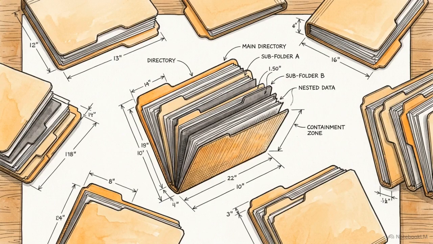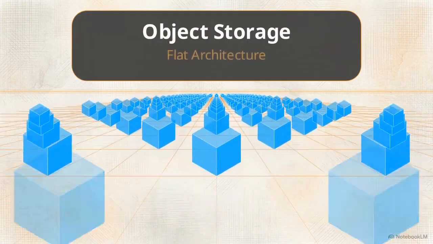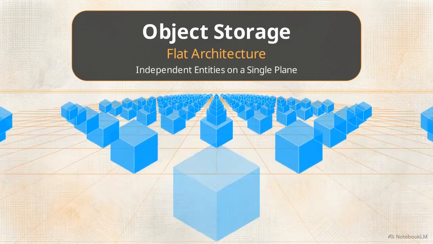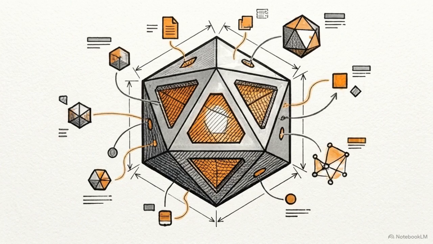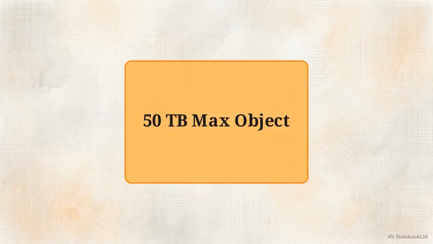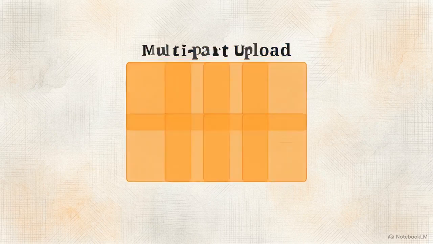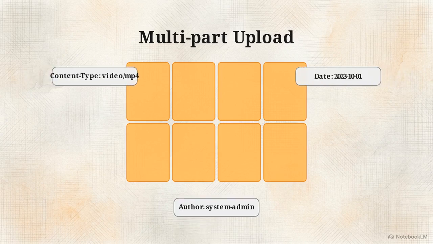Traditional file systems use hierarchical folders, files nested inside directories. S3 uses object storage, a flat architecture where every piece of data exists independently on the exact same plane. Each individual file in S3 is called an object. The core component of that object is the body, which contains the raw data itself. The system allows an object's body to scale up to 50 terabytes. However, if you upload anything larger than 5 gigabytes, S3 requires a multi-part upload, breaking the file down into manageable chunks to ensure the network transfer succeeds.